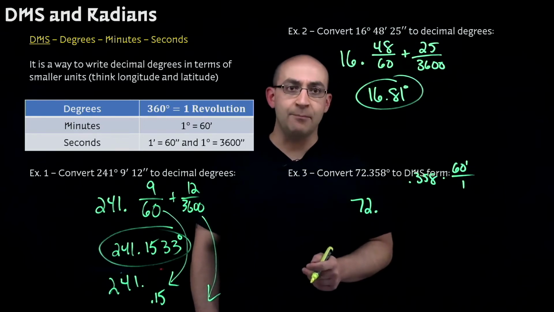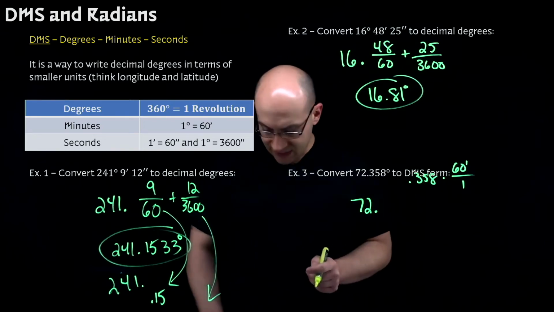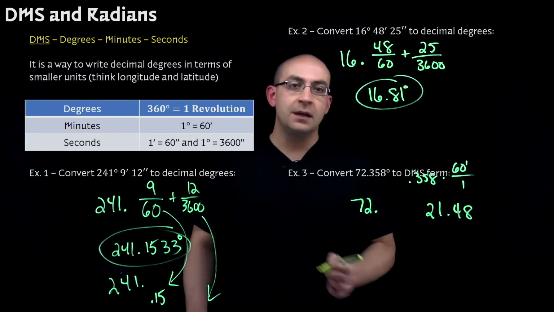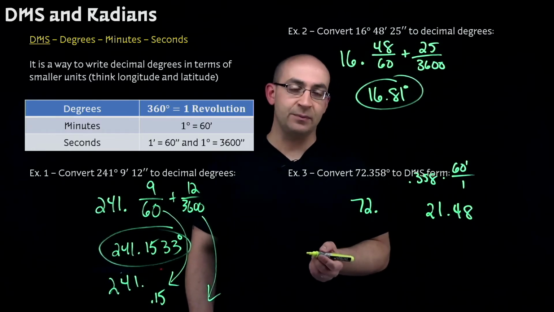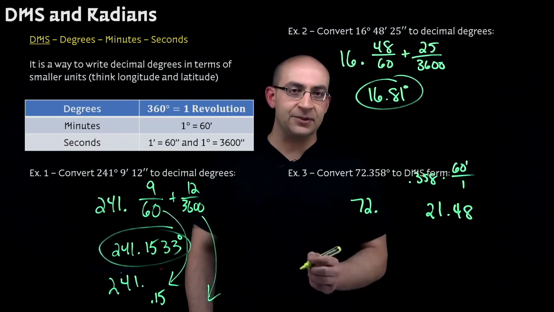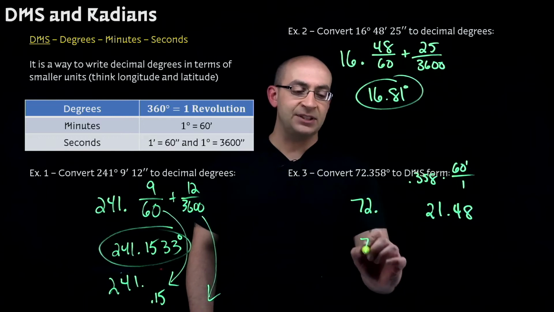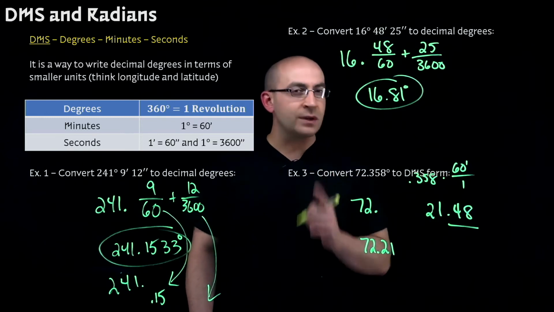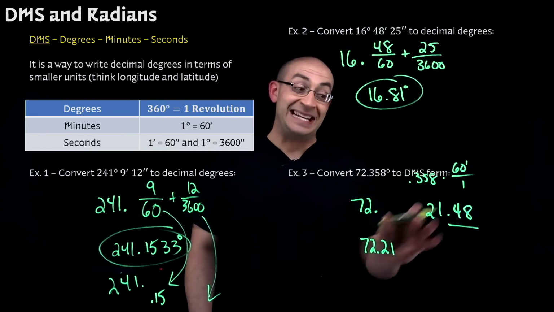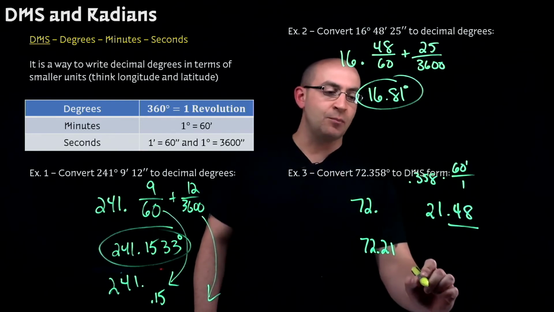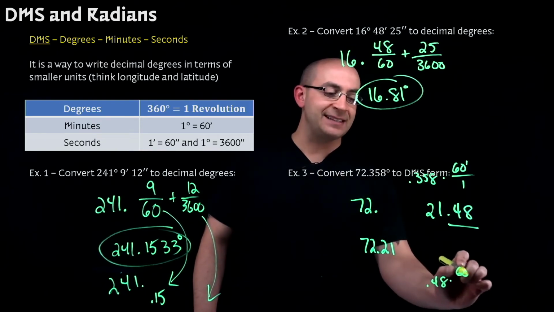When I multiply 0.358 times 60, I'm going to get 21.48. Now, we're going to use a lot of that piece of information. The 21 is going to be my value that goes right after the decimal place. So I'm going to have now 72.21. The 0.48, though, we're going to plug into this process one more time and use as the entire decimal to multiply by 60 yet again. So we're going to do 0.48 times that 60 minutes over 1.